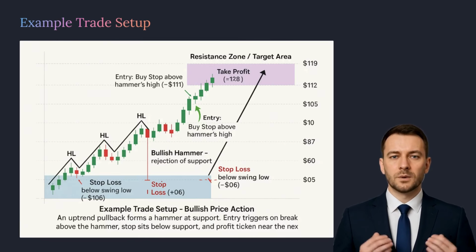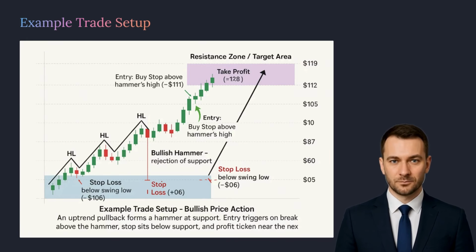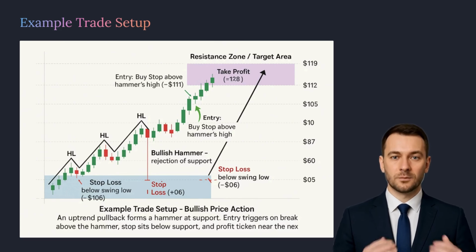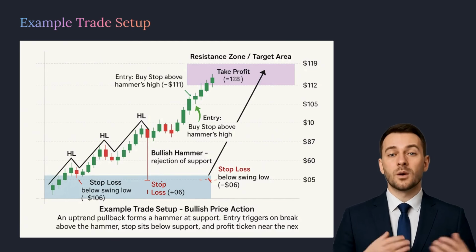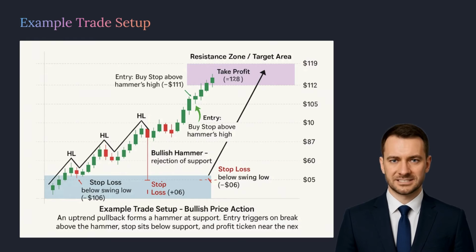In this example, the market had been in a healthy uptrend, but then it retraced down to a support area, perhaps a previous swing high, that now could act as support. Right at that support, we observe a bullish hammer candlestick with a long lower wick, indicating that price dipped and then buyers drove it back up, a sign that support is holding. According to our strategy, this is a prime setup to go long.